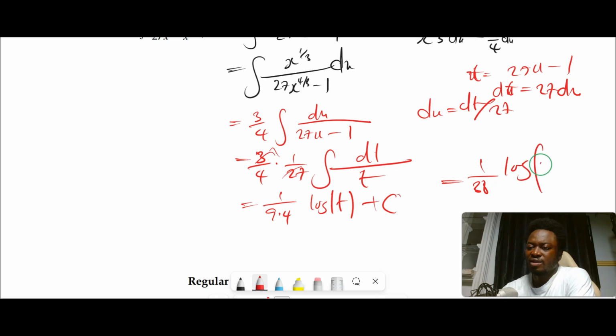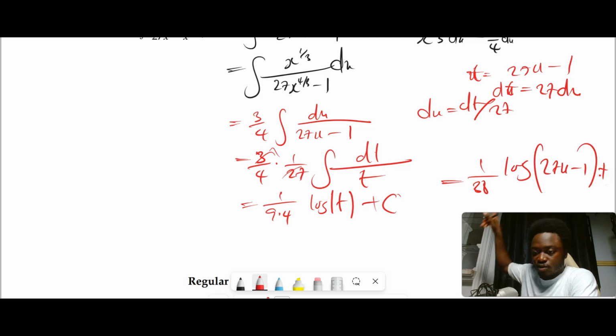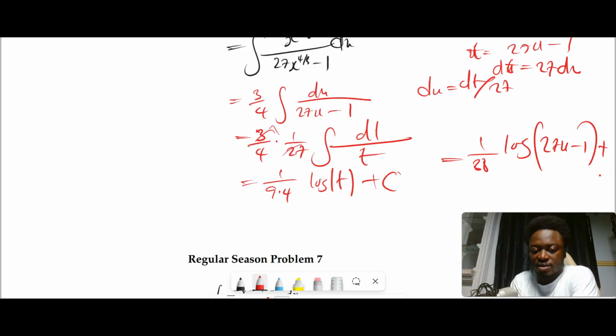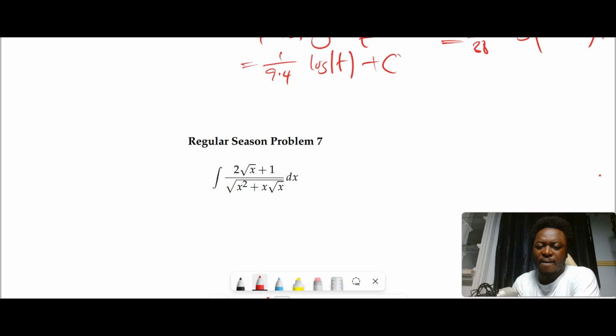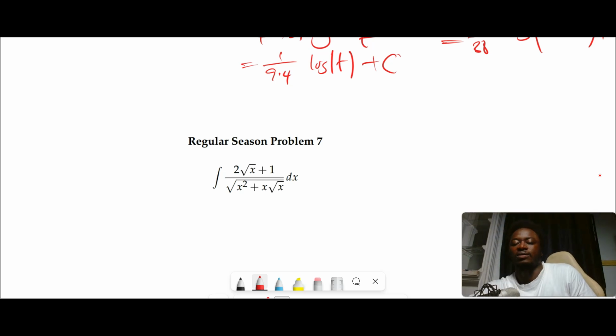logarithm of 27u minus 1 plus c, and then you can take the u back, and then you get the whole thing. Now for this case here, this is weird though. How do we do this one now? You have an s squared. The bottom is always going to be the issue. When you look at the bottom, we will try and see what we can do at the bottom part here. So how do we handle the bottom?